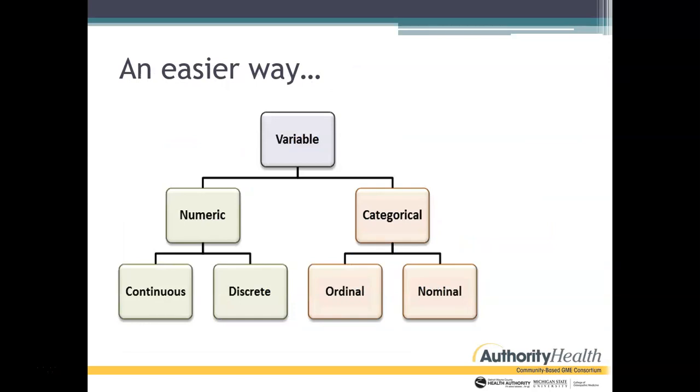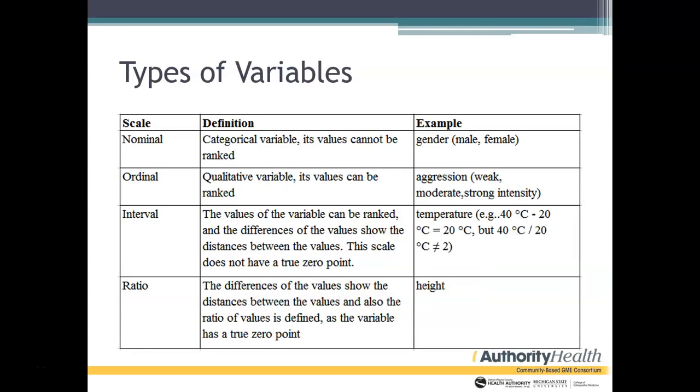So is the variable a number or is it a word? So numeric is number, and then we have our continuous, discrete, and then categorical are qualitative or words, which are ordinal and nominal. So of course, nominal, it's a qualitative variable, and its values cannot be ranked. An example of this is gender, if you have male, female, other, etc. An ordinal variable is also a qualitative word, but the values can be ranked. And so you see here aggression, which is weak, moderate, strong intensity. Another example would be perhaps education level, where you have high school, diploma, bachelor degree, master degree, etc.